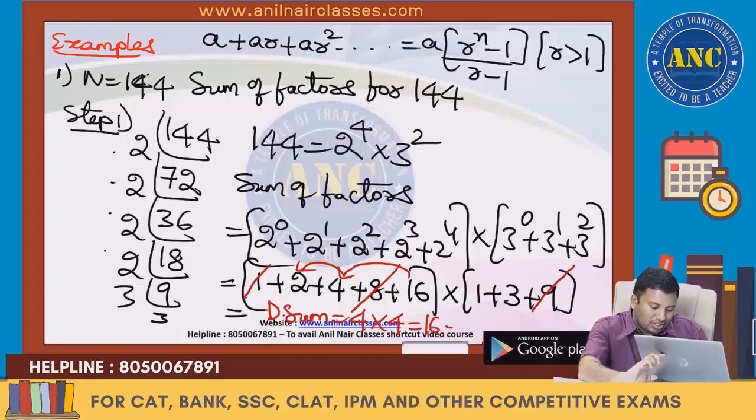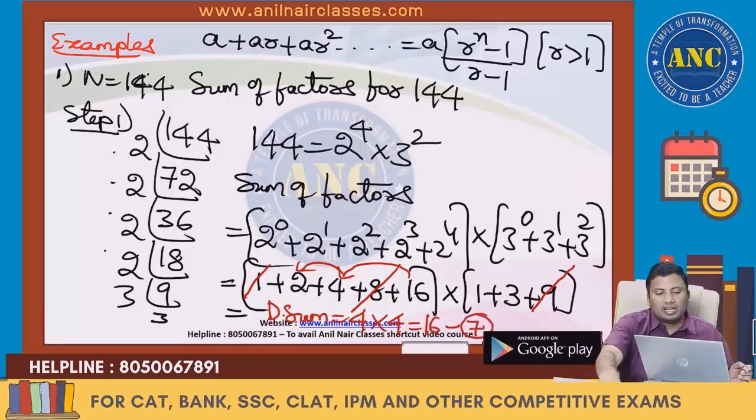4 4s are 16. 1 plus 6 is 7. Answer digital sum should be 7. I hope the first example is clear to you.